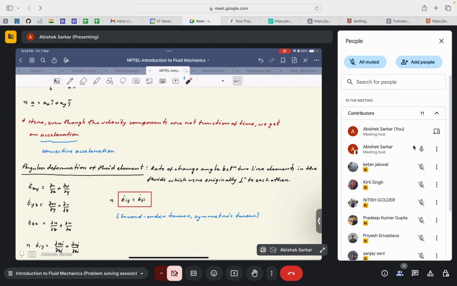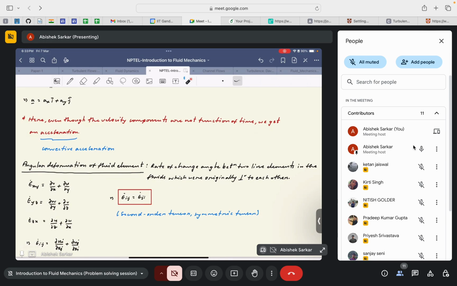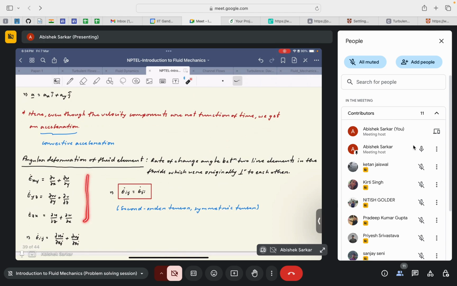In order to save time, I have skipped the diagram that Professor Chakraborty had initially drawn. He drew something like a rectangle and some line elements of the fluid, and he derived this expression that is basically finding the average angular deformation of the fluid element. I am skipping those derivations, since you will eventually end up with these terms only.